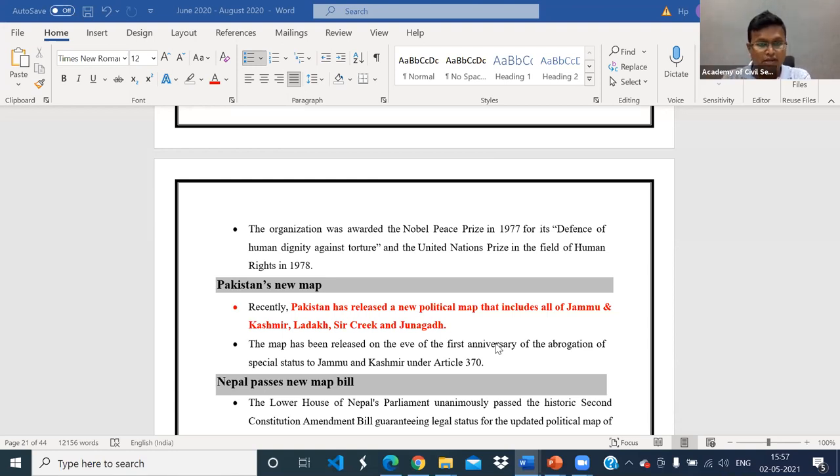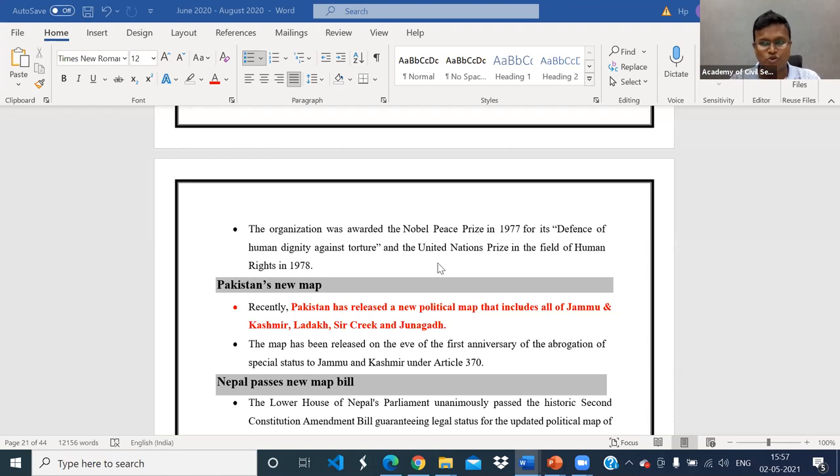Junagadh also they are claiming. We have studied how Junagadh was incorporated as a part of India. It was by plebiscite or referendum that Junagadh was incorporated as a part of India. Then questions might come regarding these areas. That is the only thing.